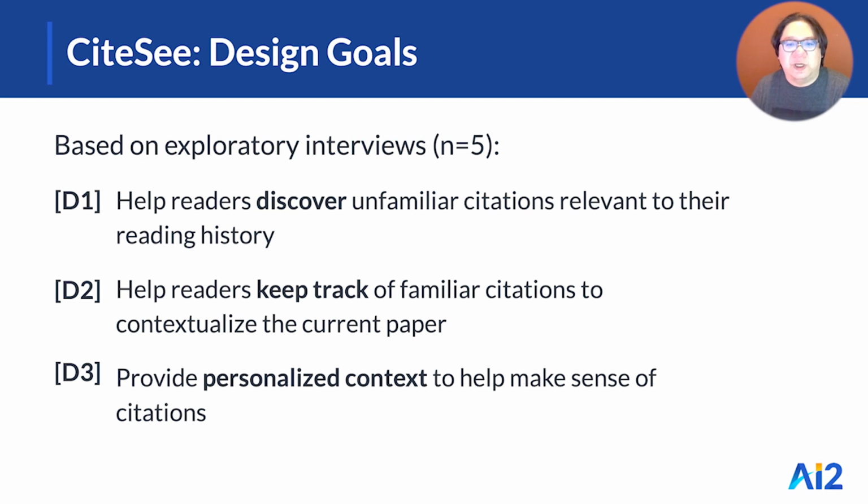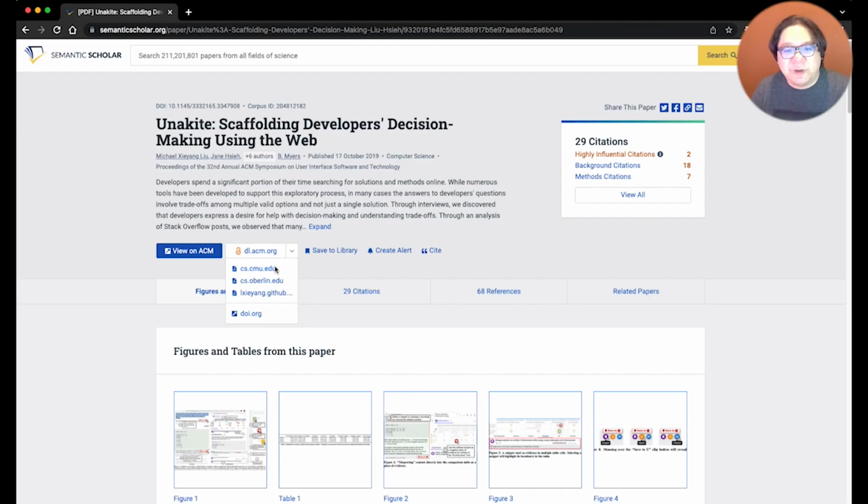Based on exploratory interviews, we came up with 3 design goals for a system called CiteSee. First, we want to help readers discover inline citations to papers that are unfamiliar but relevant to their readings. Second, we want to help readers keep track of familiar citations they have already explored. And finally, we want to provide personalized historical context around each of the inline citations to help readers make sense of them. Here's a short video of the CiteSee system.